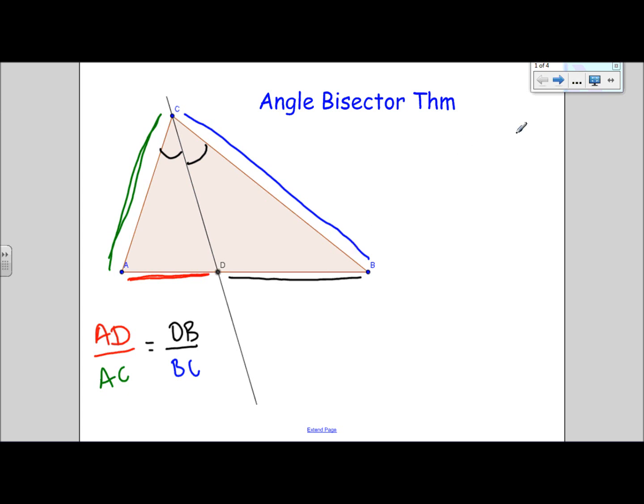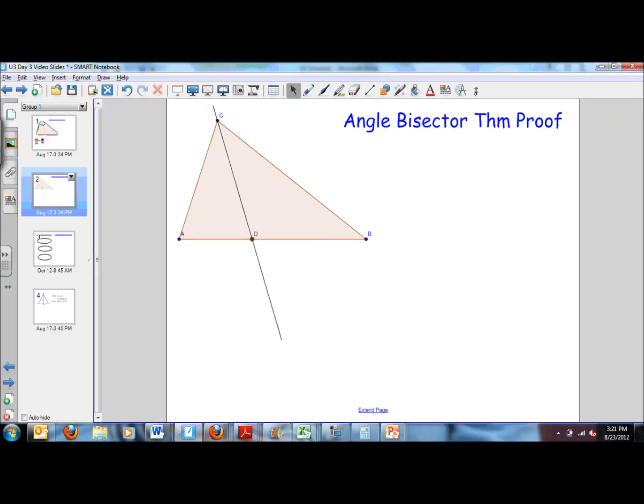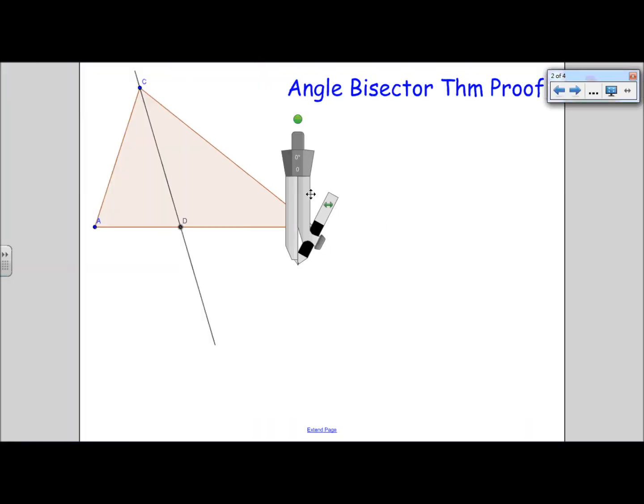Why we talk about this in the similarity unit is because of the proof of the angle bisector theorem, which I'm going to want you to prove after I give you some helpful little hints. Again, we have to get some relationships with these side lengths. So I'm going to add an auxiliary line. I'm going to take out my compass tool, our handy dandy compass.